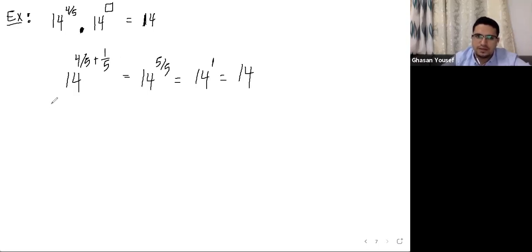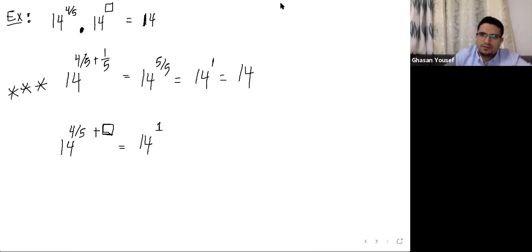Yes, this is correct. So if I want to think about this question mathematically, I have the same base, 14 and 14. So I have to write it like this: 4 over 5 plus this box is equal to 14 to the power 1. So I have to set 4 over 5 plus this box equal to 1. To know the value inside the box, I have to subtract 4 over 5 from both sides. I get 1 minus 4 over 5.